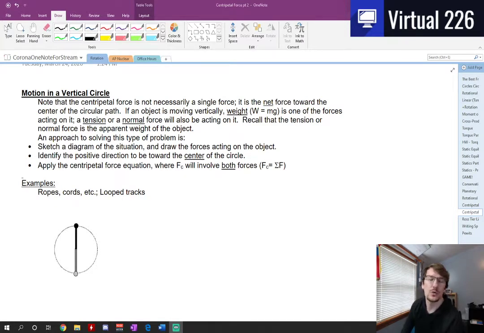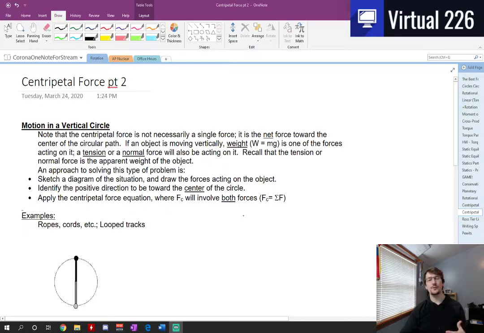Hey, welcome back. We're looking at centripetal forces, part two. If you haven't checked out the first centripetal force video, I highly suggest you do that. It covers what an acceleration or a centripetal acceleration is, what a centripetal force is, and how we can start thinking about some of it.